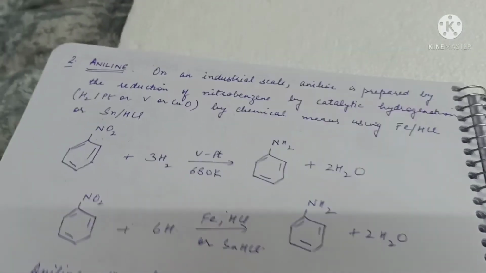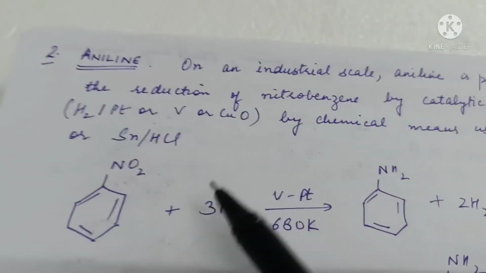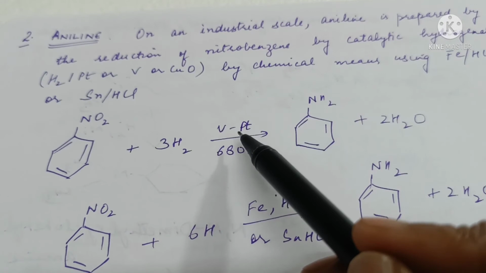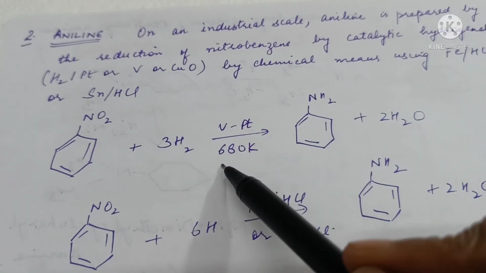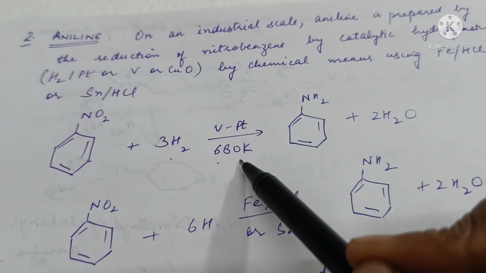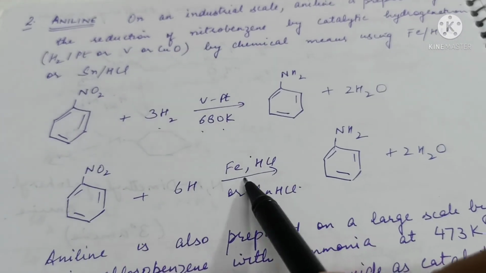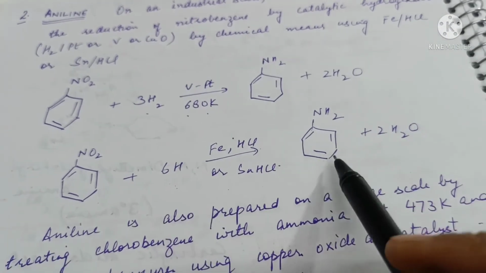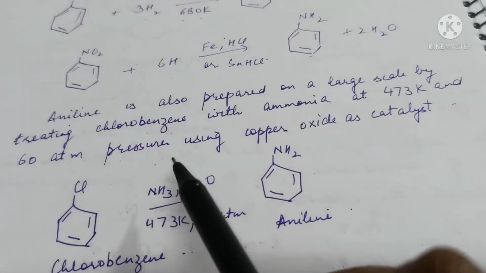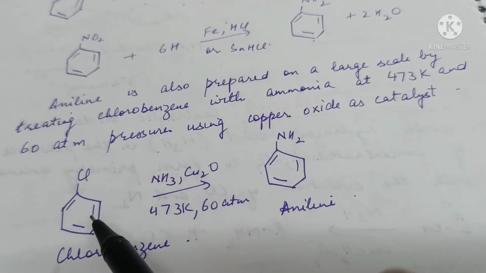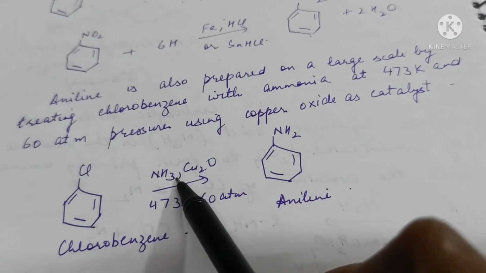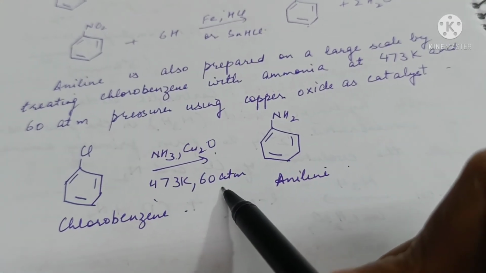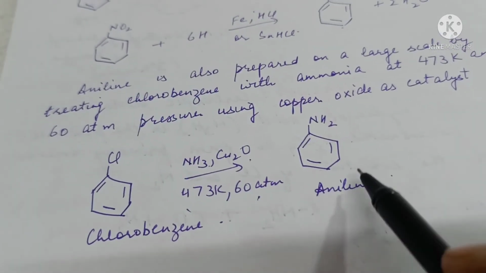We can also prepare aniline industrially by reduction of nitrobenzene using either vanadium platinum catalyst with hydrogen at 680 Kelvin, or iron HCl or tin HCl, and carry out its reduction to form aniline. Or on a large scale, we can prepare it by heating chlorobenzene with ammonia in the presence of copper oxide at 473 Kelvin and 60 atmosphere pressure to form aniline.